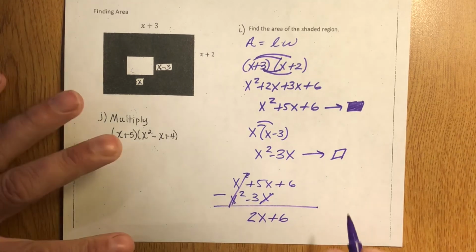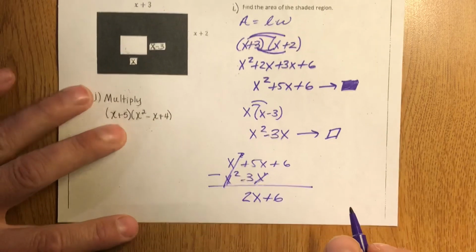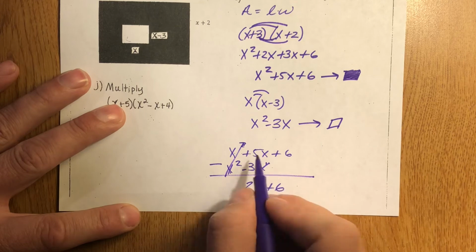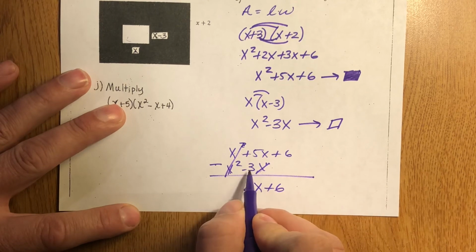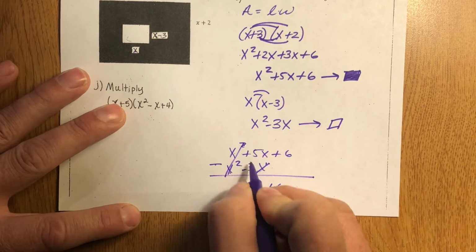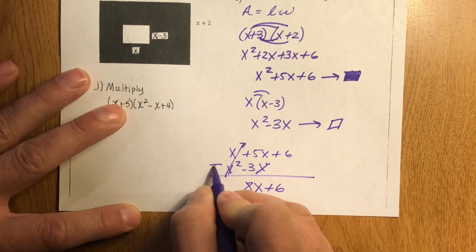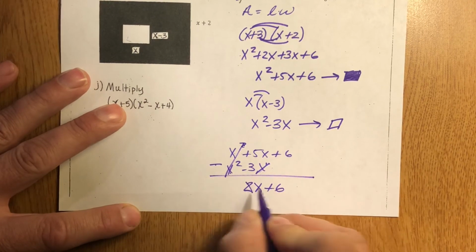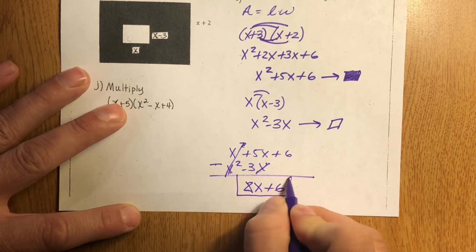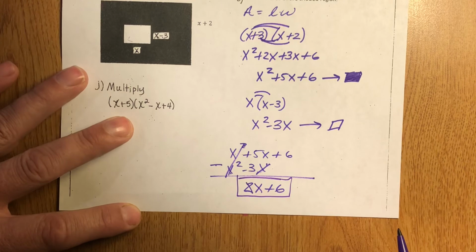Now I did make a mistake. If you can see where I made a mistake: when you subtract a negative, that makes a positive. So this should be 8. So that should be 5x plus a negative and a negative make a positive. So that should be 8x plus 6. Good thing I caught that.